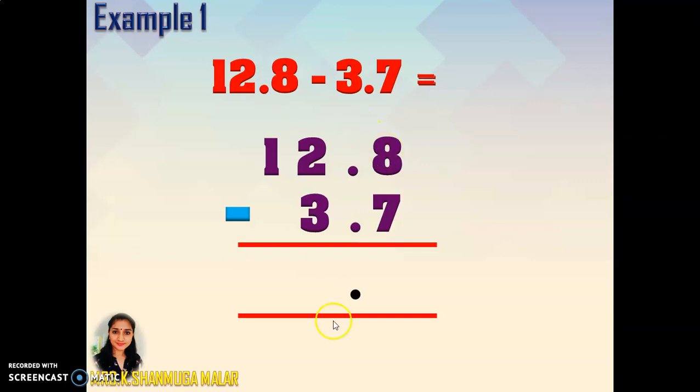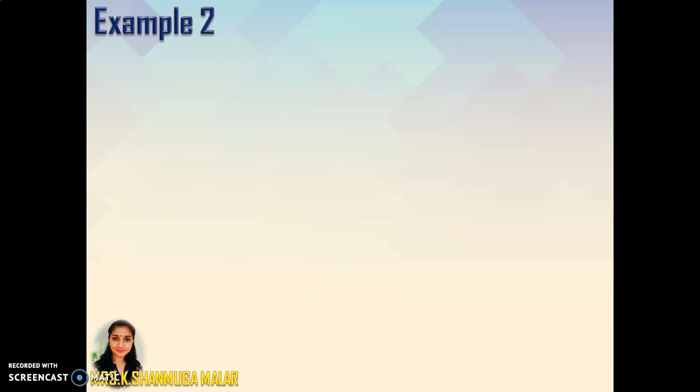Students, 8 minus 7, we get 1. Next, 2 minus 3. Can we minus 3 from the small number? Can't. So, we must borrow from the next number. Before 1 is 0 and we borrow 1 to the 2. So, now we have 12 here. So, 12 minus 3, we get 9. So, the answer for 12 decimal 8 minus 3 decimal 7 is 9 decimal 1. Do you understand, students?